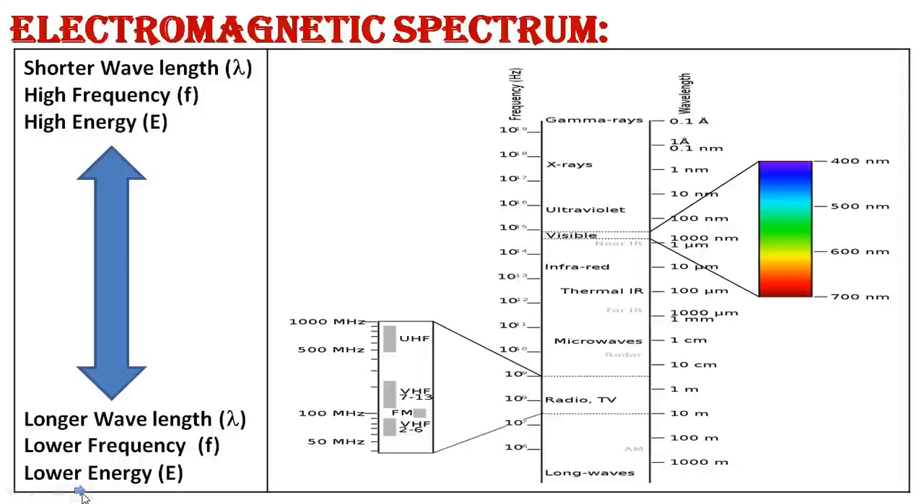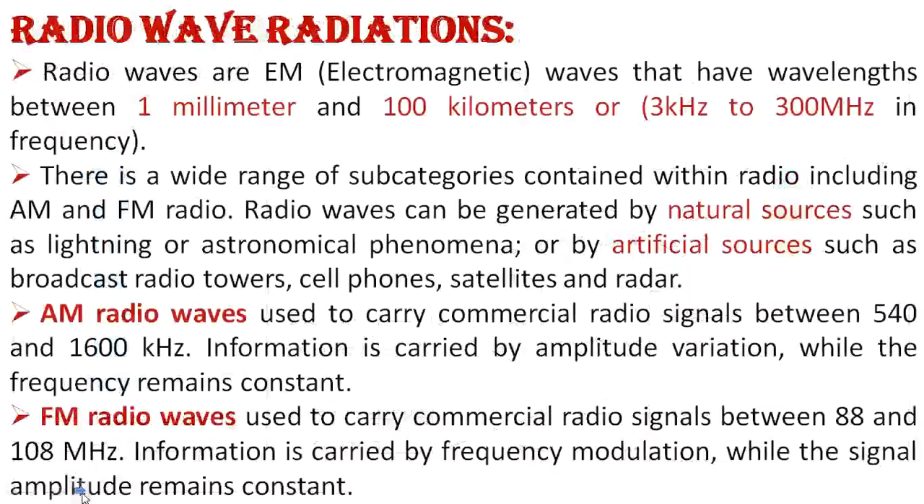This shows the electromagnetic spectrum and how it is divided into sub-waves with their frequency range, energy range, and wavelength. Starting with the first wave, radio wave radiation. Radio waves are EM waves that have wavelengths between 1 millimeter and 100 kilometers, or 3 kilohertz to 300 megahertz in frequency. There is a wide range of subcategories within radio, including AM and FM radio.